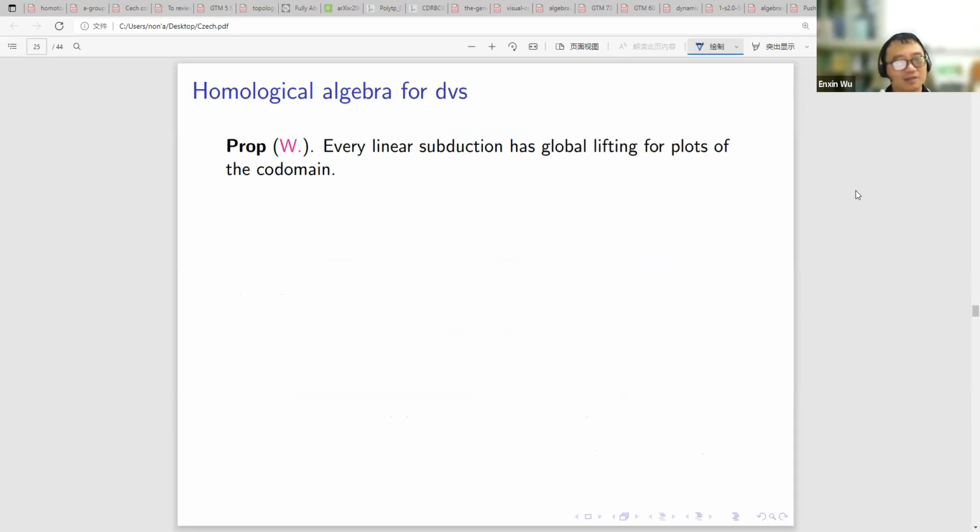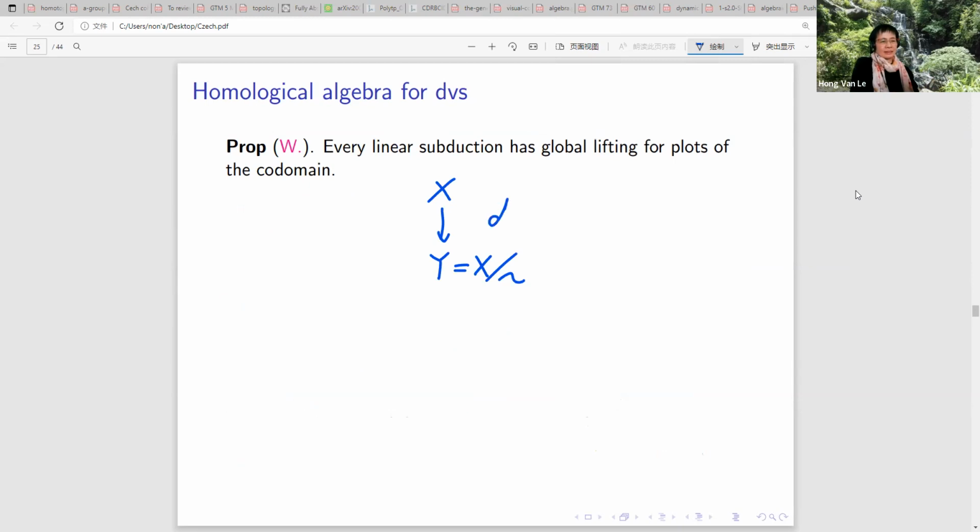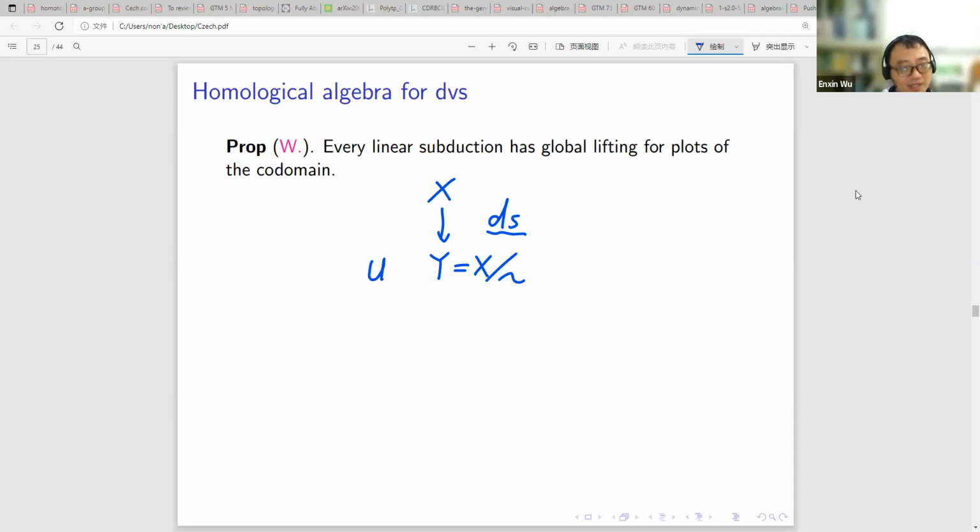The thing says in this way: every linear subduction has a global lifting for plots of a domain. What it means like this one. So let me just compare this with a general theory. Given a diffeological space, if this is a quotient, and these are just diffeological spaces, so I write DS for them. In the theory of diffeological spaces, or you say in the theory of sheaves, it just means every section needs a sheafification of that. It just means you can have an open cover of it, and each of that would lift to this X.